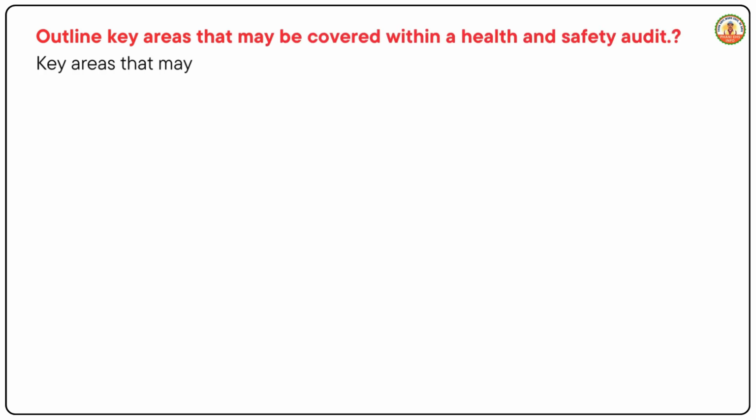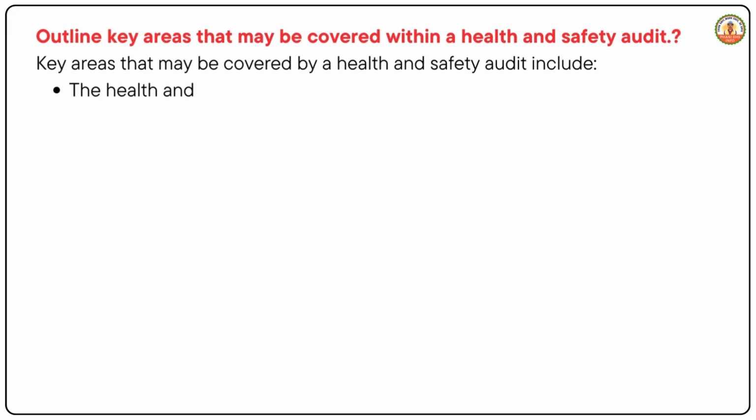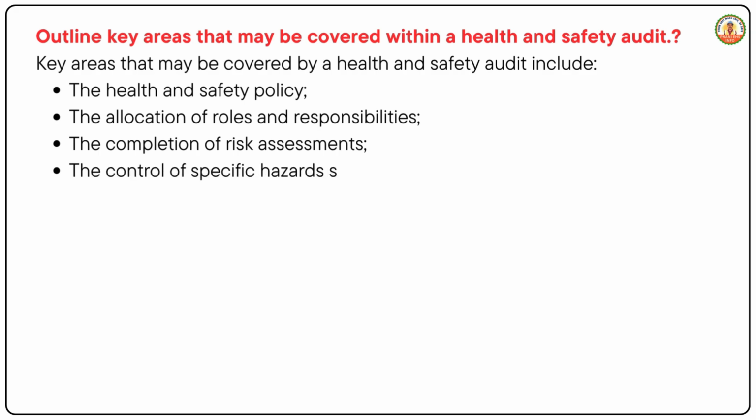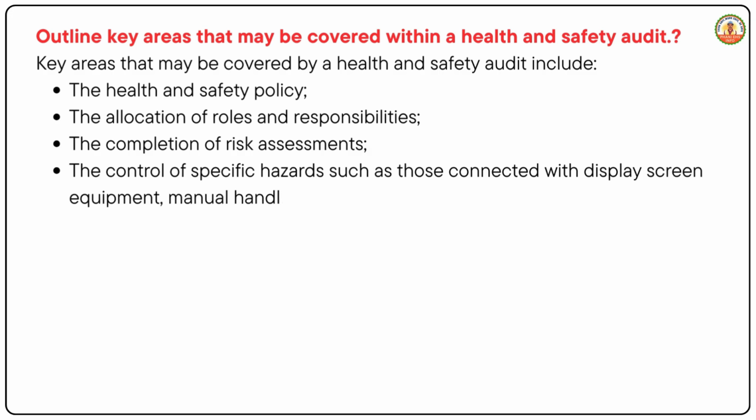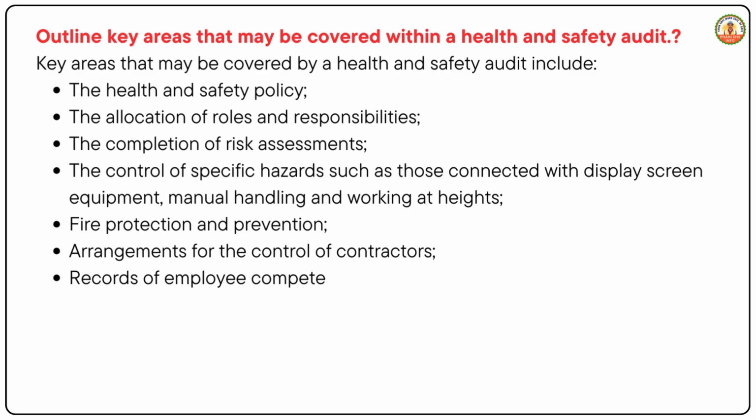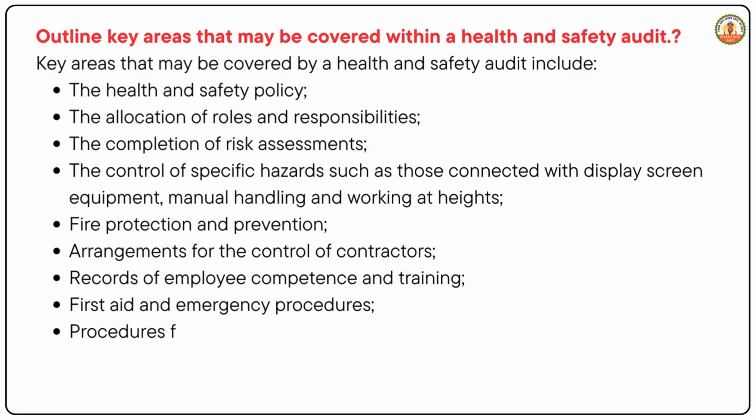Key areas that may be covered by a health and safety audit include the health and safety policy, the allocation of roles and responsibilities, the completion of risk assessments, the control of specific hazards, such as those connected with display screen equipment, manual handling and working at heights. Fire protection and prevention. Arrangements for the control of contractors. Records of employee competence and training. First aid and emergency procedures.